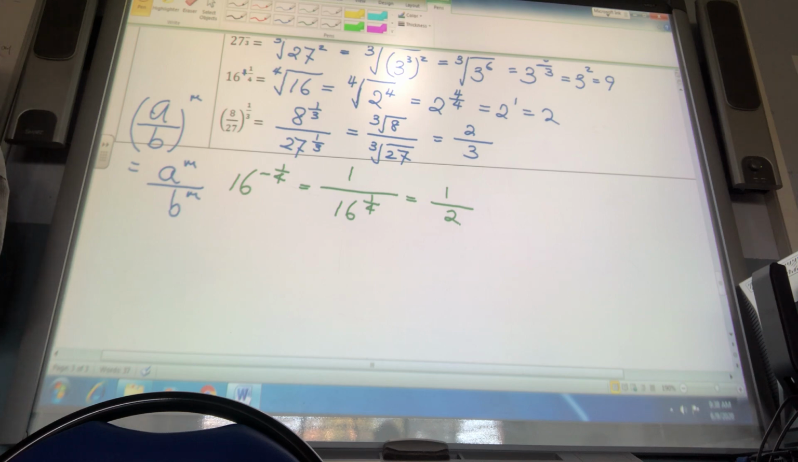Miss, so if you get a negative in the exam, you can just work it out as a positive and flip it? Yeah, very good. So Mariam suggested that in the exam, if you see a negative fractional power, you can do the positive one first and then flip it. Yes?